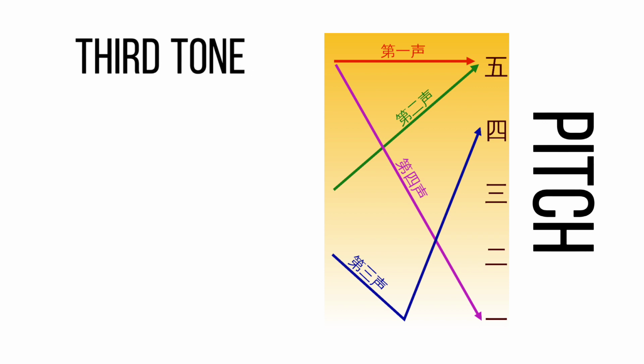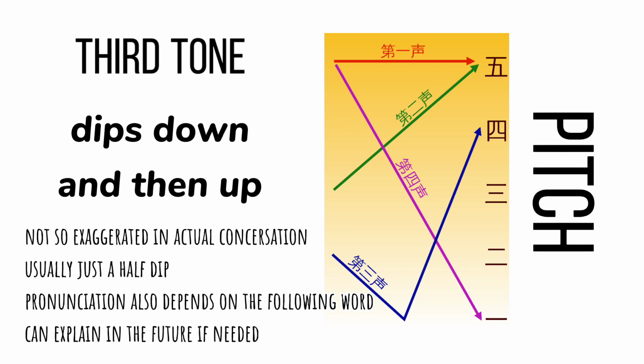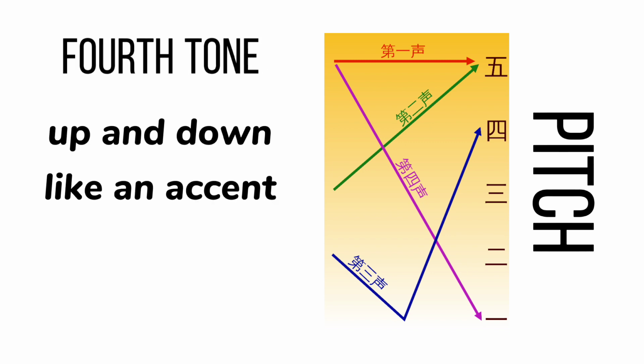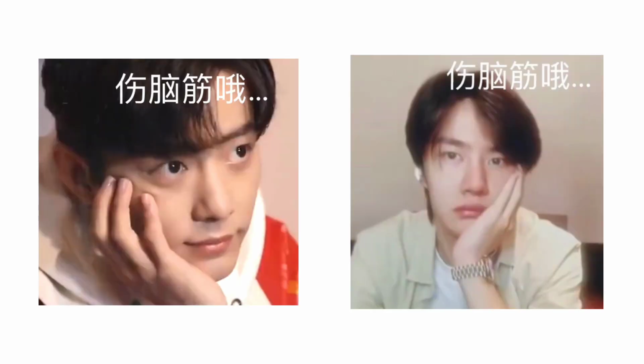The third one is kind of like a V or a U. It's the blue line. And the last tone, the fourth one, is the purplish magenta line, and it just goes down like an accent. So with the tones in mind now, let's go look at our biases' names.